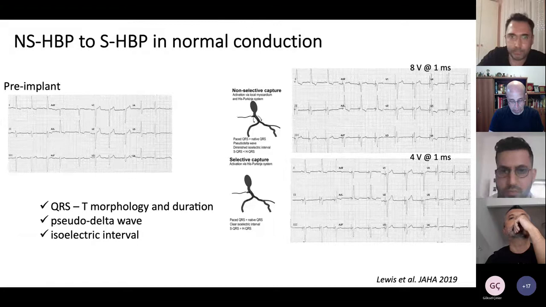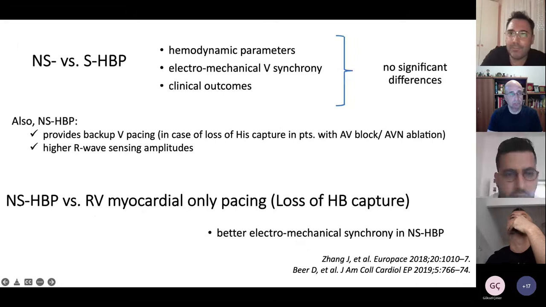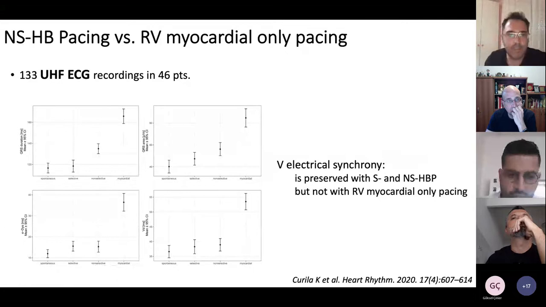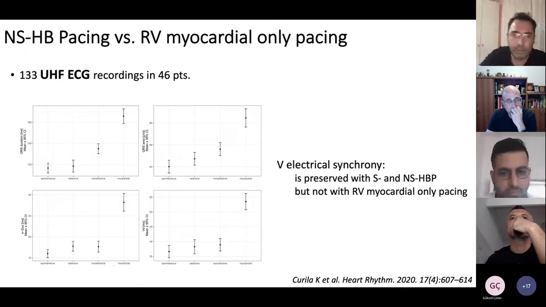Now, non-selective and selective capture have been shown not to have significant differences in terms of hemodynamic parameters, ventricular synchrony, and clinical outcomes. But it's important to distinguish non-selective pacing from RV myocardial-only pacing, because there's a difference in the mechanical synchrony. This study, using ultra-high frequency ECG recordings, showed that both selective and non-selective His bundle pacing offer the same type of synchrony, but this is not the case in RV myocardial-only pacing, where there is more electrical desynchrony, which is not very beneficial for the patients.